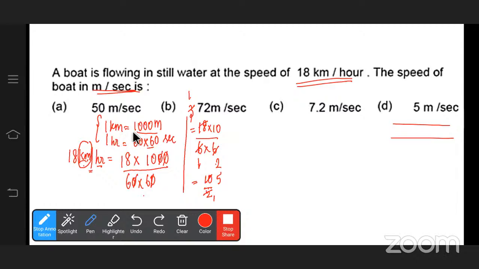So these are the conversions. 1 kilometer equals 1000 meters. 1 hour equals 60 into 60 seconds. Okay, so the day by day classes you will understand. You just learn. Have you copied, ma'am? Shall I move on to the next one? Yes, ma'am.